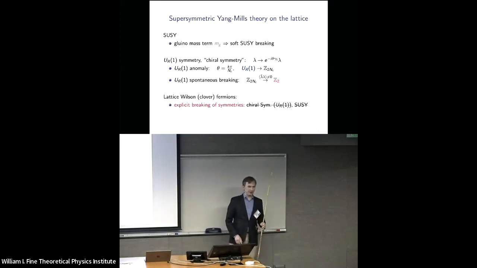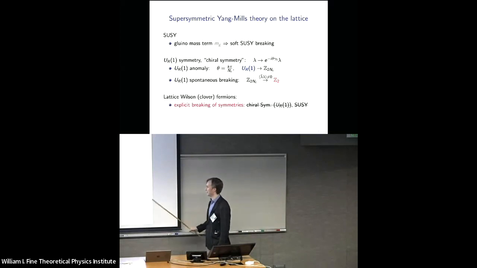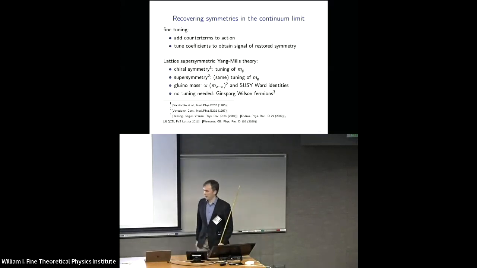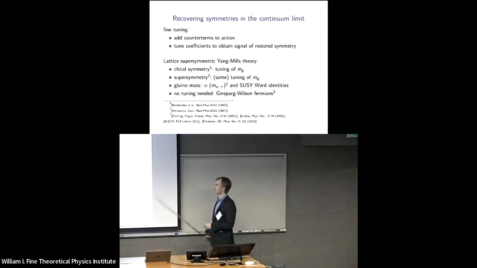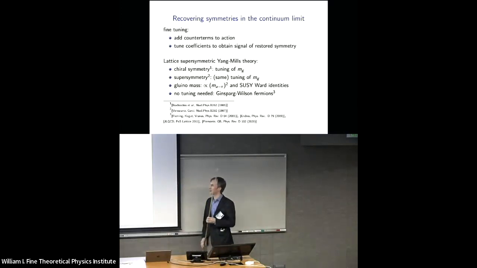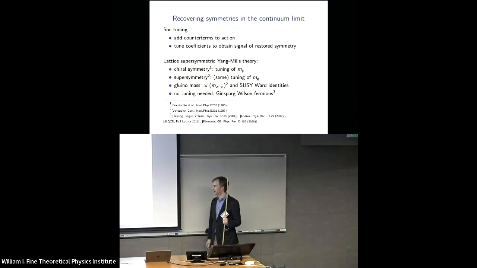Now, if you formulate the theory on the lattice, this spoils both of these symmetries. So you break chiral symmetry and you break supersymmetry if you use the most efficient formulation, which is just Wilson fermions in this case. So you have to recover supersymmetry in the continuum limit, and in this quantum field theory, you have, of course, to do some fine tuning. So you have to add counterterms to the action, and then tune the coefficients according to signals for the restored symmetry.